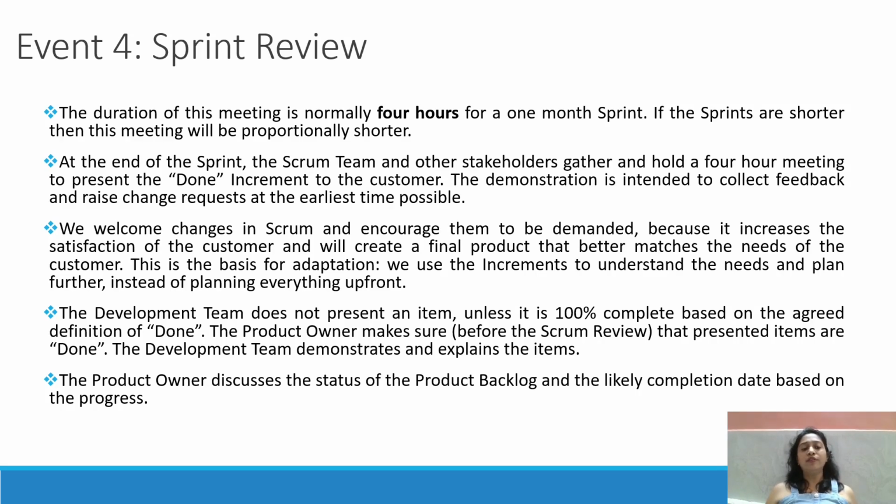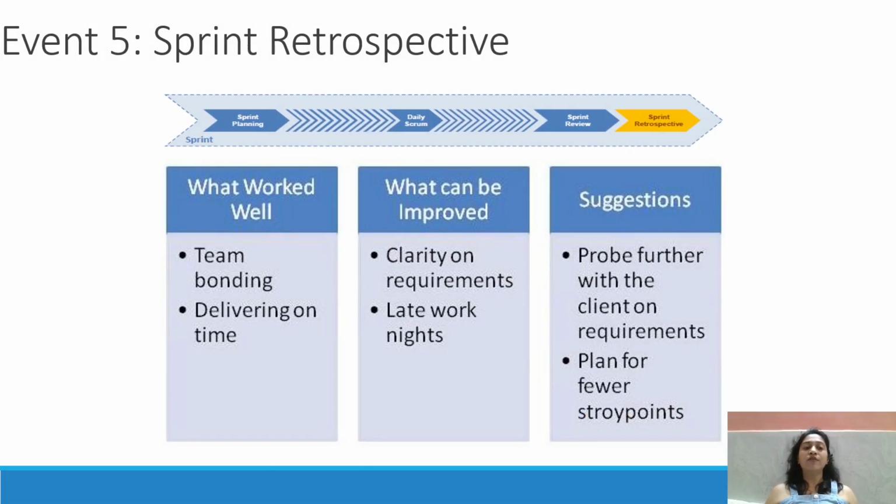Okay. Then the development team does not present an item unless it is 100% complete based on the agreed definition of done. The product owner makes sure that presented items are done before the sprint review. The development team demonstrates and explains the items if they're 100% done. The product owner discusses the status of the product backlog and the likely completion date based on the progress in this sprint review meeting. Then the next event is the sprint retrospective.